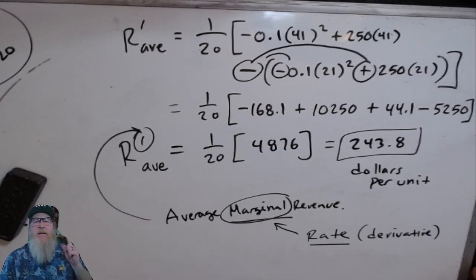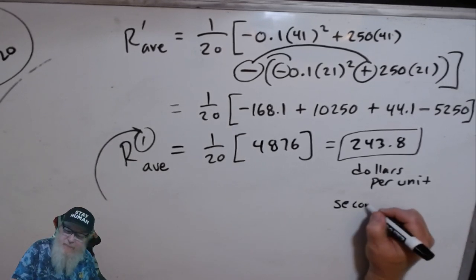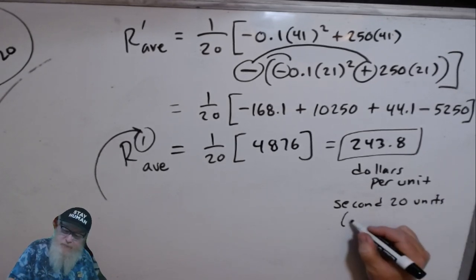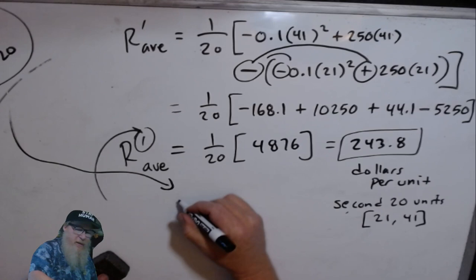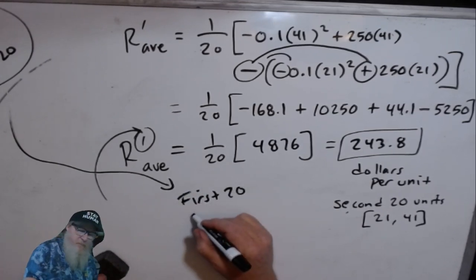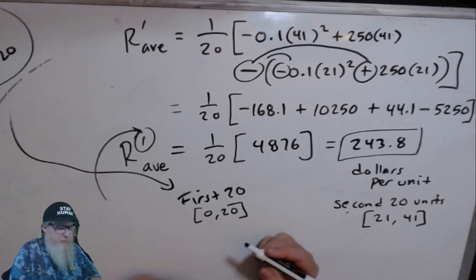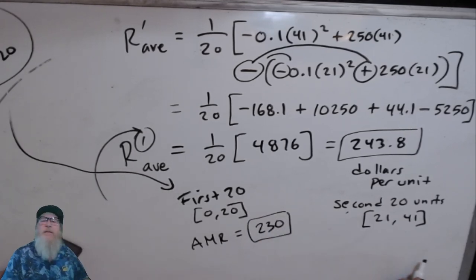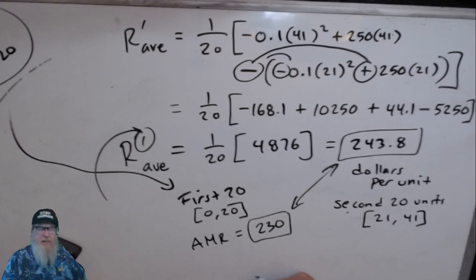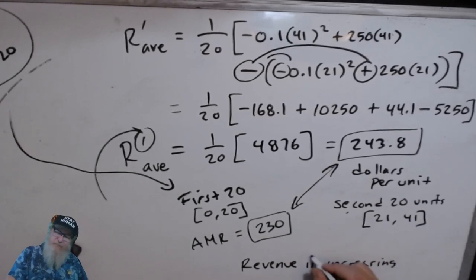Now let's compare this. This is for the second 20, right? So in other words, between 21 and 41. The first 20, 0 to 20, the AMR was 230 and no cents. So when we compare these two, what's happening? Clearly, revenue is increasing, right?